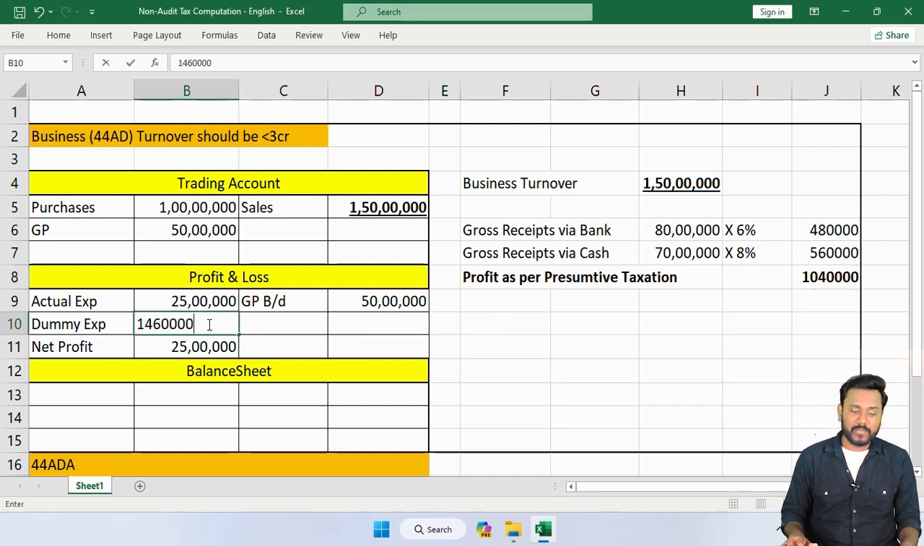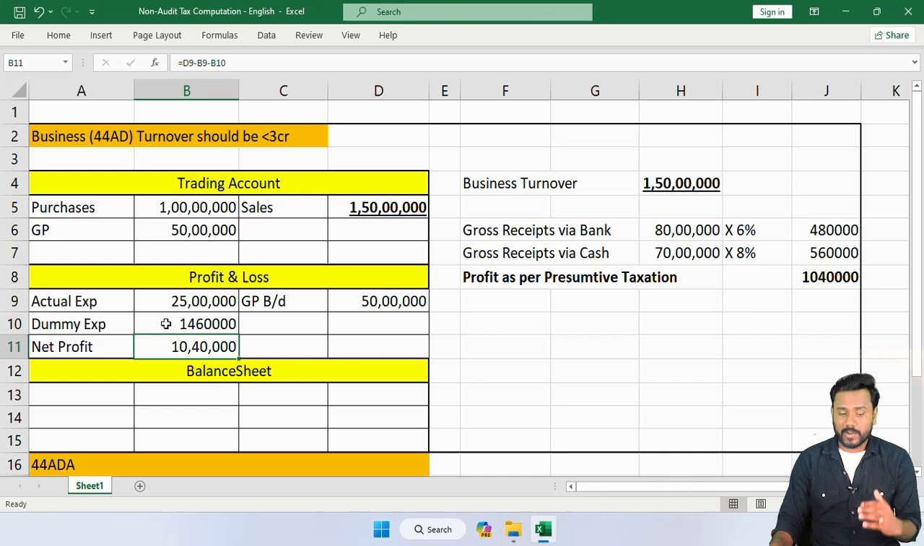dummy expenditure for the same to reduce the profit. You need to pass some payment vouchers, and once you pass some dummy payment voucher, your profit will be reduced automatically. So you can say that, sir, I have taken risk to reduce your profit from 25 lakhs to 10 lakh 40,000. By saying this, some people charge some additional fees from the clients. That is also fine. Okay, so I hope it is clear.